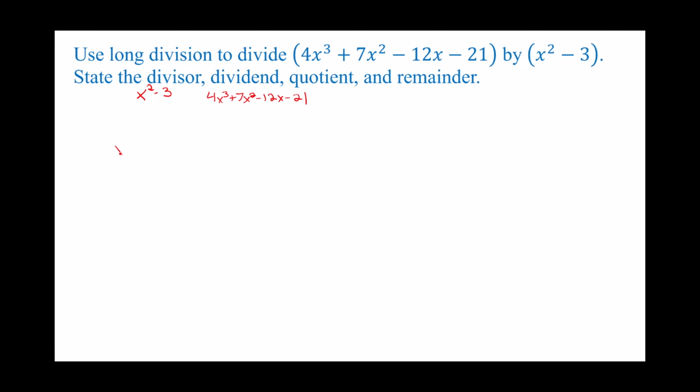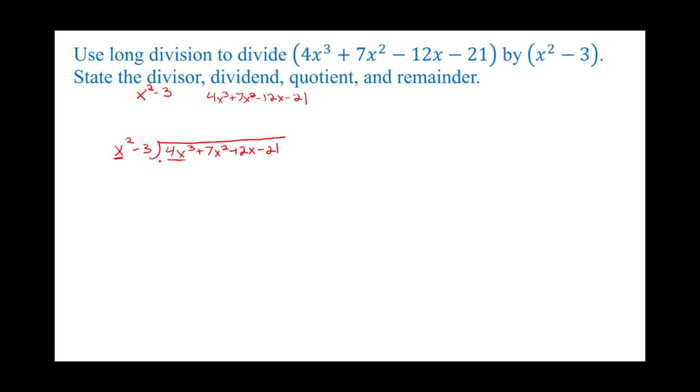So long division with polynomials is very similar to how you did long division in elementary school. So we're going to set it up the same way. We're going to write it as x squared minus 3 into 4x cubed plus 7x squared minus 12x minus 21. Now to decide where to start, we're going to look at the first term of both polynomials. We have an x squared and a 4x cubed. So we could think of it, how many times does x squared go into 4x cubed? Or what times x squared equals 4x cubed?